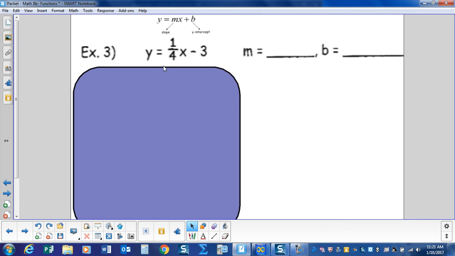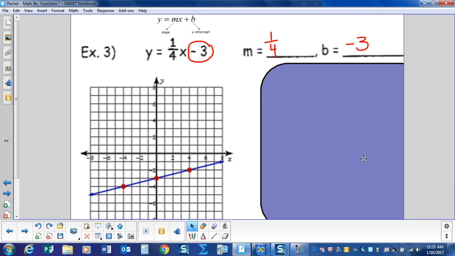Number 3, y equals 1/4 x minus 3. So the slope is 1/4. And the y-intercept, well, it's not a positive 3, it's a -3. So what does the graph of this line look like? Here it is, y equals 1/4 x minus 3. So the y-intercept is at -3, and from -3 we can go up 1 and to the right 4. Or we can go down 1 and to the left 4.